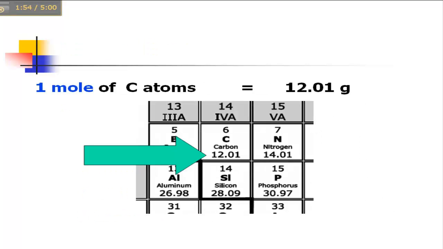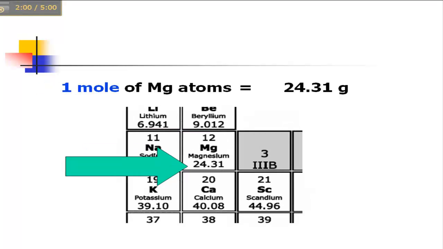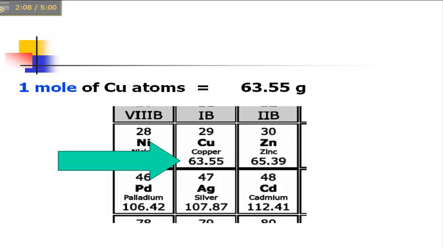If we're looking at carbon on the periodic table, the average atomic mass here, 12.01, that's the molar mass. A mole of magnesium is 24.31 grams. That's the number that you find on your periodic table. A mole of copper, 63.55 grams. Again, periodic table here.